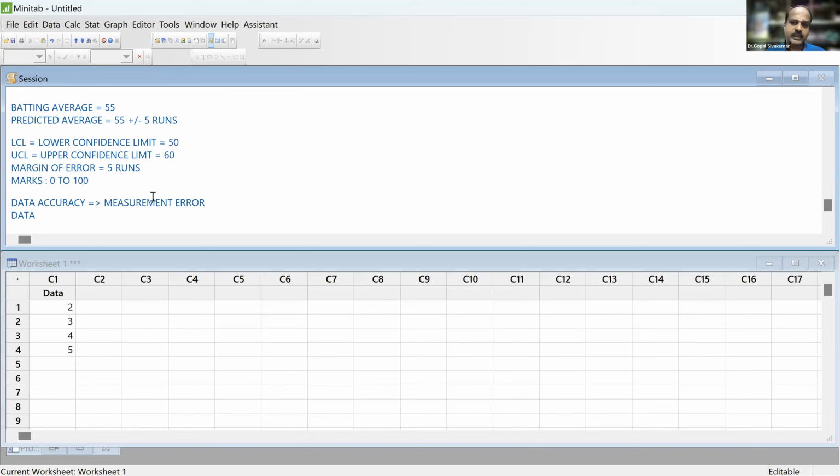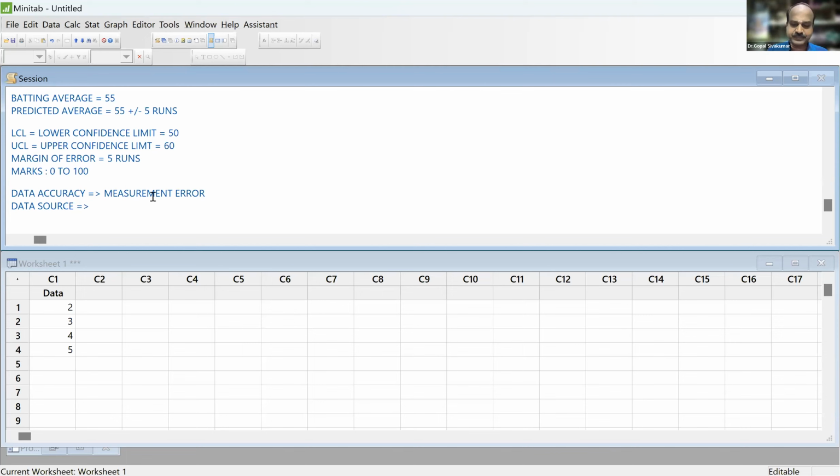To avoid that, one thing is data accuracy, and another thing is the source of the data. Right? The source. What do we call it? The sample. And if you don't know how to take the sample, then you will definitely be committing another error known as sampling error. Both of these can affect your decision, can affect your confidence limit. Hope all of you agree with me. So we need to be very, very careful in getting quality data so that we can take proper decisions.